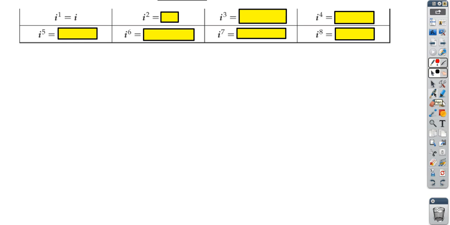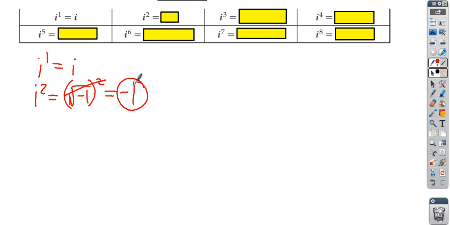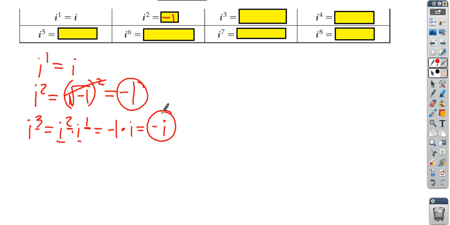Okay, here's kind of an interesting pattern. i to the first, you can see up there, just equals i. i squared, we said that i squared is the same as the square root of -1, squared, because that's what i is. And squaring and square rooting cancel each other, so we just get -1. Okay, i to the third can be written as i squared times i to the first. If you remember from earlier algebra studies, you add these exponents to get that number. So i squared is -1, and i to the first is i. -1 times i is just -i.